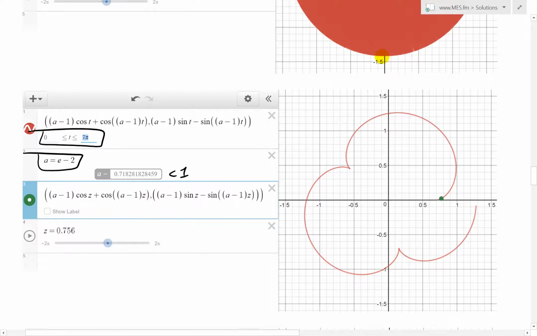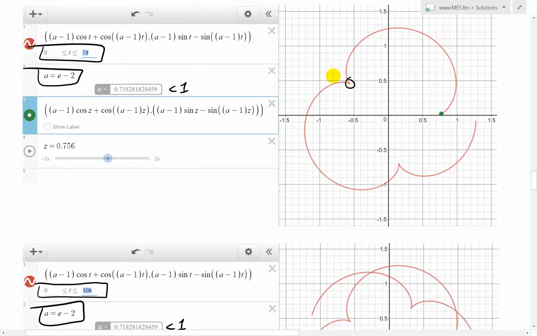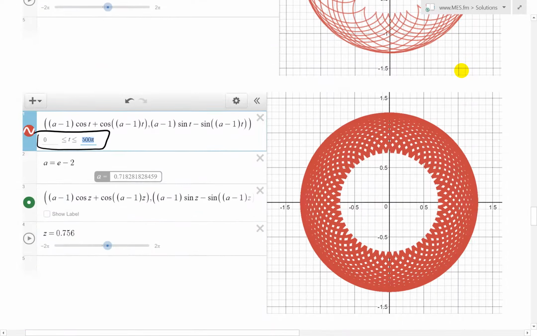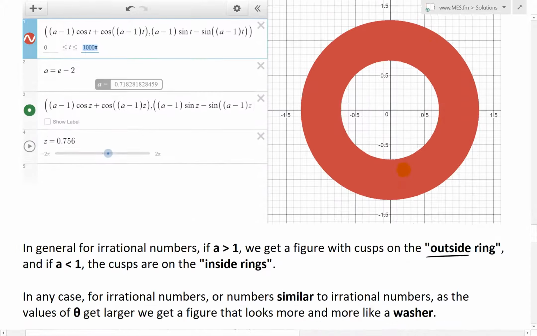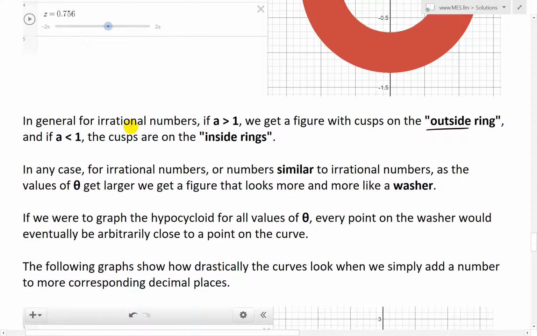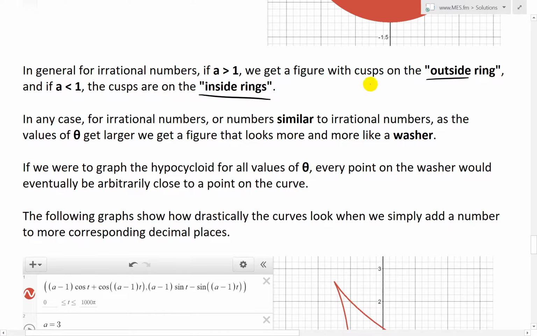But then when it's less than 1, we have the cusps on the inside of the circle. So you can see all of them are on the inside here, like that. And if a is less than 1, the cusps are on the inside ring, and for greater than 1, it's on the outside ring.